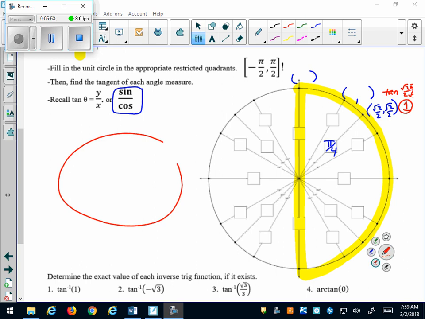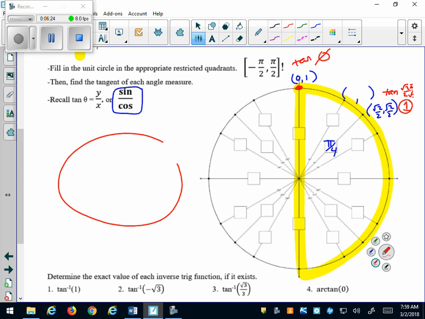So tangent at pi over 2, or 90 degrees, what's the tangent? Undefined, right? Because we're at the point (0, 1), and tangent is sine over cosine, or y over x. You're going to do 1 over 0, and you can't have 0 in the denominator of a fraction, so the tangent turns out to be undefined there.